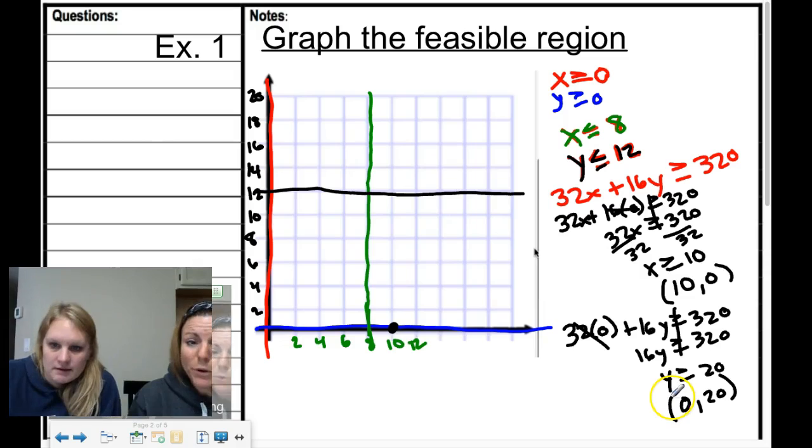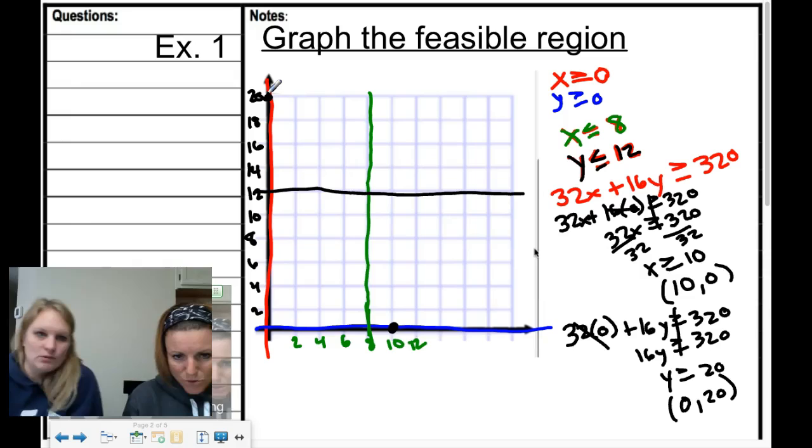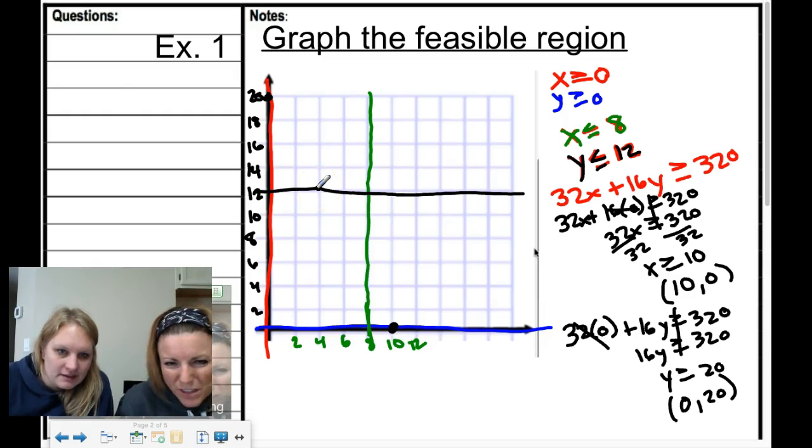So if we plot that point, we don't go left to right, but all the way up to 20. All right. Now, can we draw that line? Oh, okay. I'm going to give you a little hint right now. I'm going to give Miss Boyd a little help here.